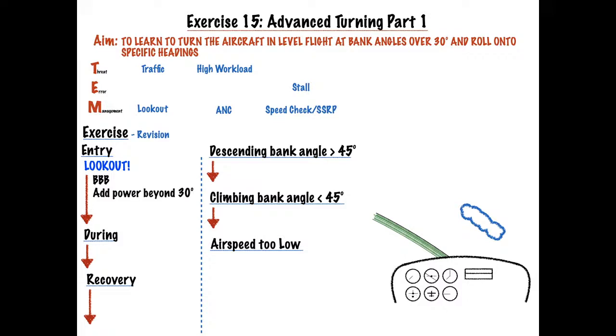Once we're passing the 30 degrees bank angle, we're going to add a little bit of power. How much? Enough so that we can hear the engine noise changing, right? So that'll add about 200 RPM or so, roughly, depending on the engine type. So add a little bit of power, just enough to hear the power change. And then we're going to maintain 45 degrees angle of bank. So we're going to perform our turn at a 45 degrees angle of bank.